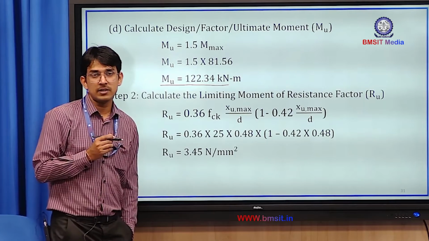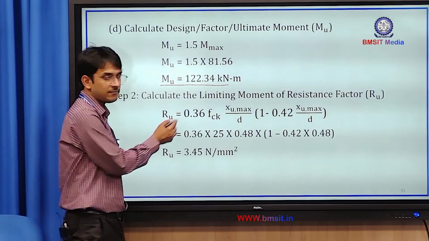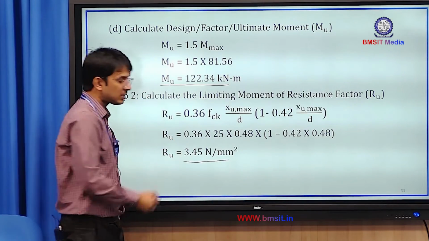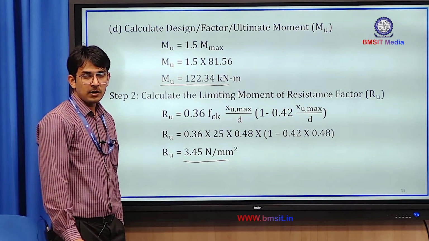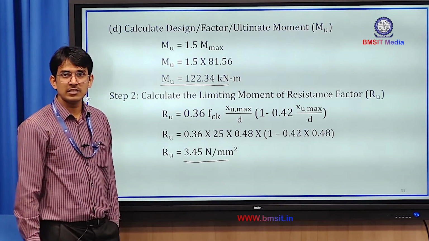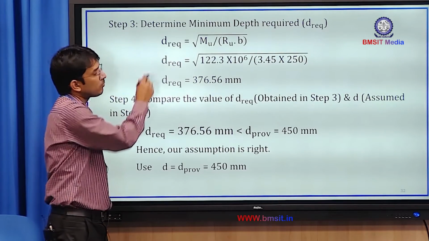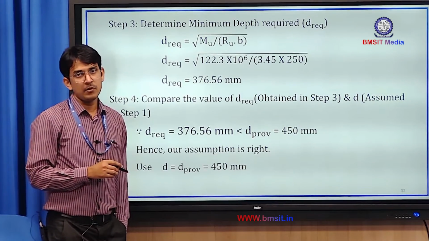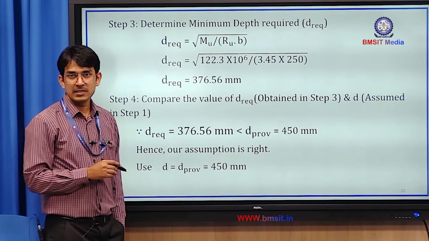Now we have to calculate the limiting moment of resistance factor, RU. We have the formula, and FCK and XU max by D values we already know. So we can easily calculate that RU is 3.45 Newton per mm square. After calculating RU, in step number 3 we have to calculate the D required, that is how much D we require. For this moment and this factor value, we can calculate the D required by using the formula, under root of Mu over RU into B. Mu we calculated in step number 2, and RU we calculated in step number 3.